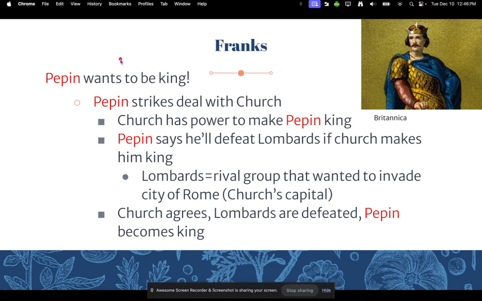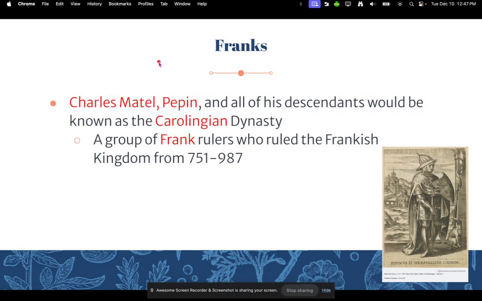Pepin strikes a deal with the church. The church has the power to make Pepin king. So Pepin's like, hey, church, if you make me king, I'll defeat those Lombards. And the Lombards were a rival group that wanted to invade the city of Rome, like we've said a million times, which is the church's capital. So the church is like, yeah, I think that's a pretty good trade. And Pepin does just that. He defeats the Lombards and he becomes the king of the Franks.